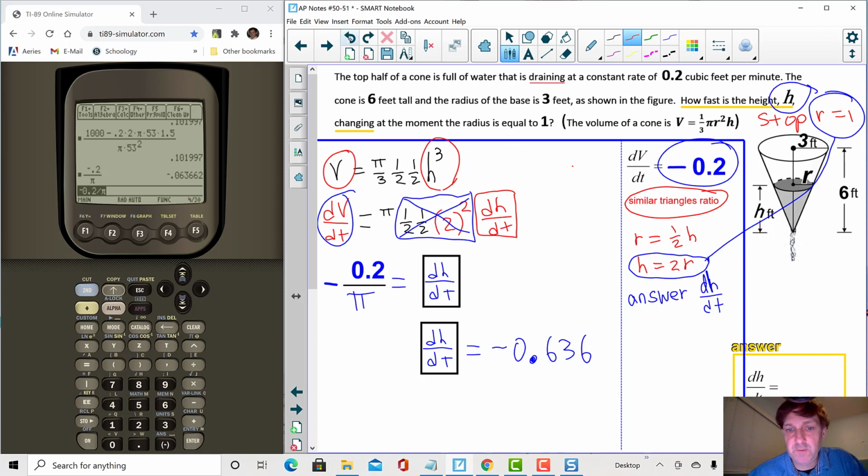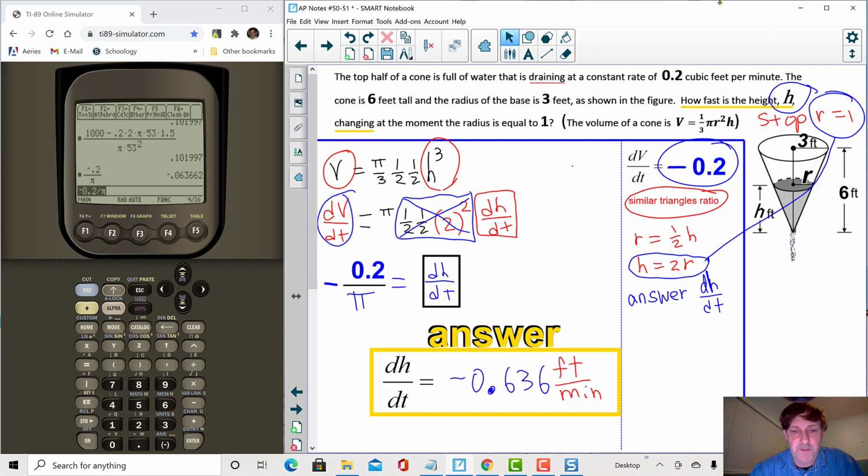Let's not forget the units. This is h prime. So h is kind of like a length. It's just going to be feet. And the time is going to be minutes, so it's per minute. So our final answer is that h prime is equal to negative 0.636 feet per minute.